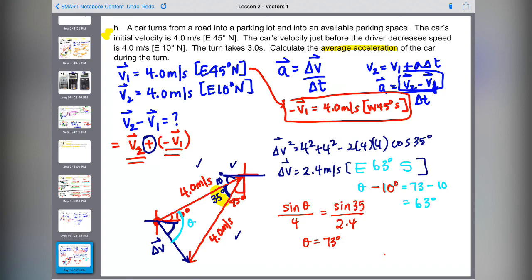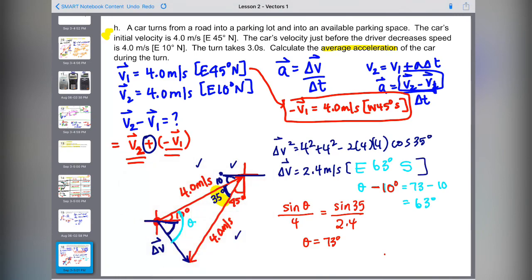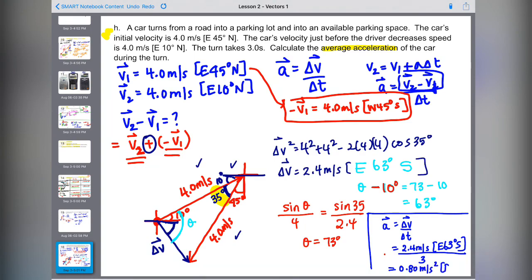All right. You would think you're done. You're not done. There's one last part. You need to calculate for acceleration. You've only calculated the delta V. So to finish off the question, acceleration is change in velocity over time. The change in velocity which you calculated, divided by the time, which is 3 seconds. So finally, you got the answer to be 0.80 meters per second square with the direction of east 63 degrees south.